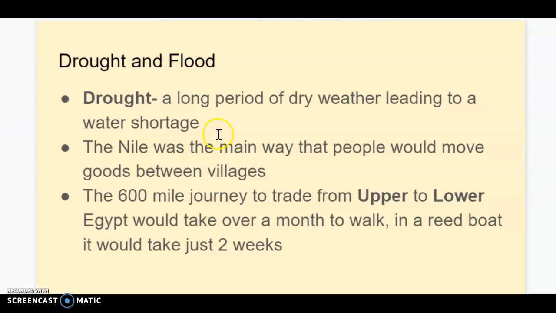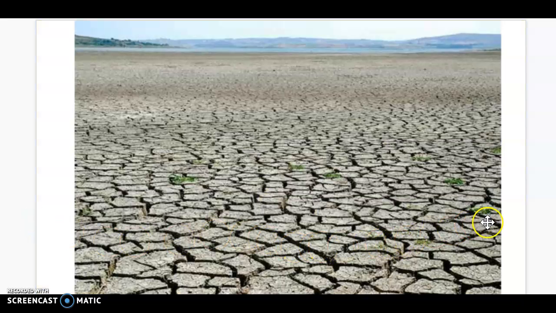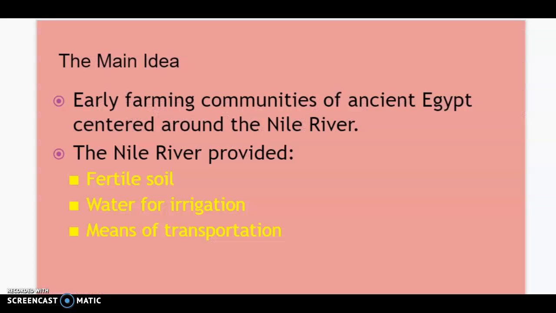So when we talk about drought, a long period of dry weather, if it's a severe drought and it lasts for years, this is a dry riverbed, not necessarily one in Egypt with the Nile, but it's definitely in Africa. This is what will happen to that riverbed. It will dry so severely that it cracks and looks like this, okay? And that's a severe drought, and that can have a devastating impact on society and on a group of people that are living there that are depending on a freshwater source.